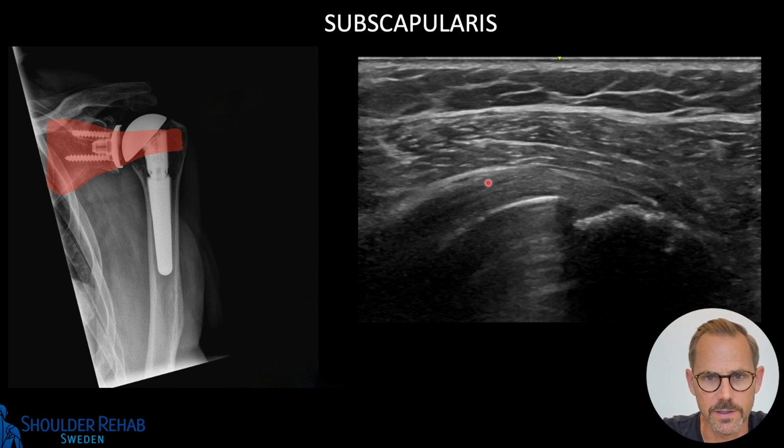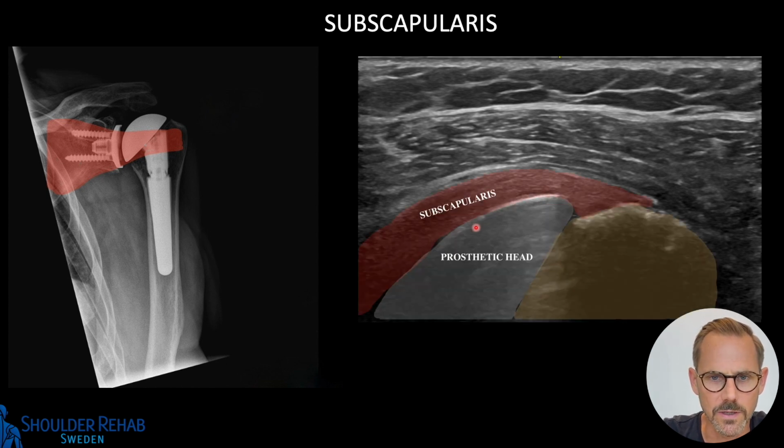So if we look at that sonographically here, we can see the footprint and insertion of the subscap, and then medial to that we see the new metal prosthetic head. So that's what it looks like with some colors and explanation.